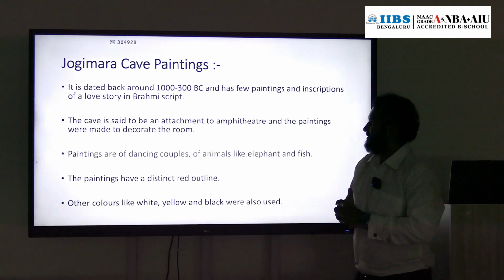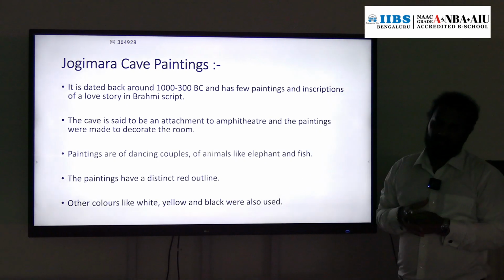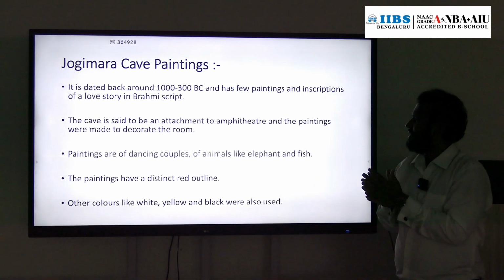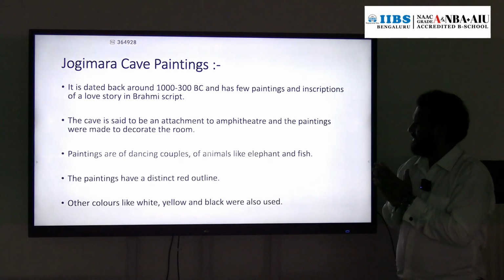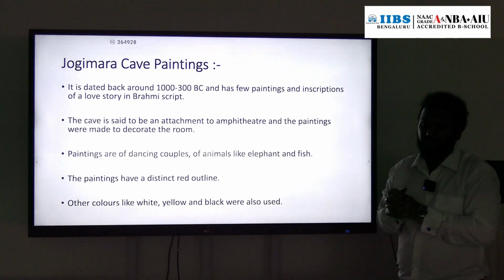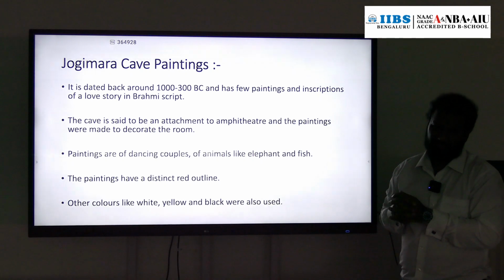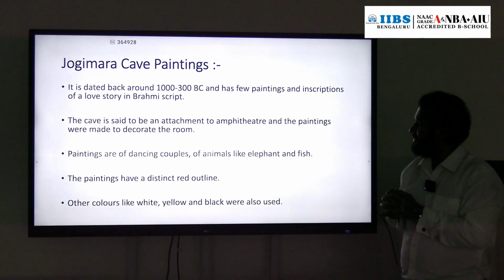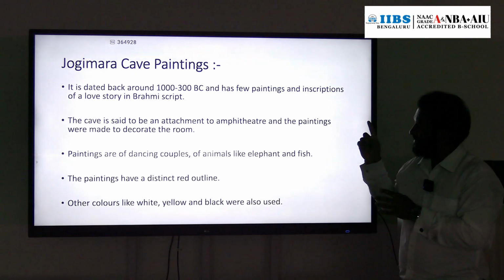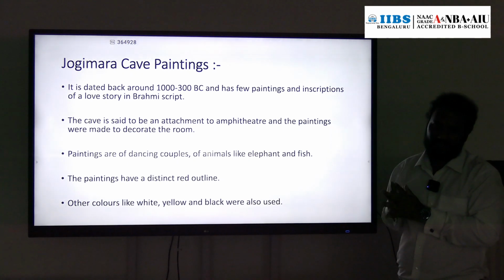Jogimara caves. These caves are also located in Madhya Pradesh. They are dated back from 1000 to 300 BC. Here, if you observe, these caves are older than the Ajanta and Ellora caves.